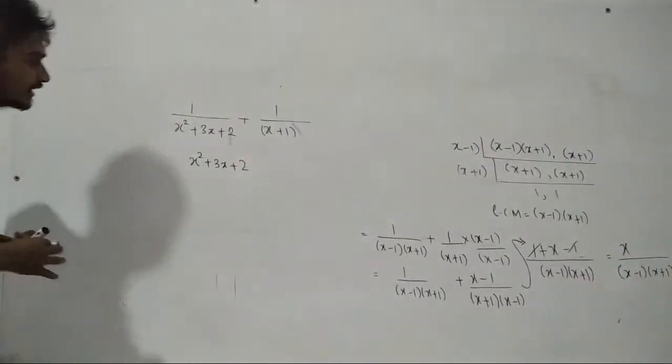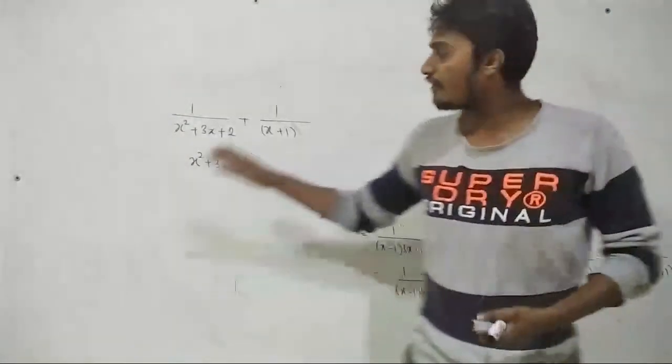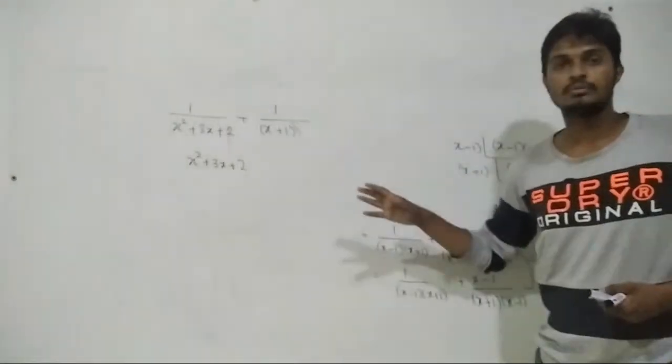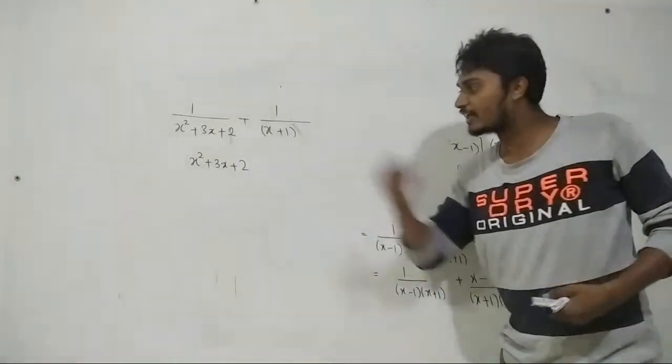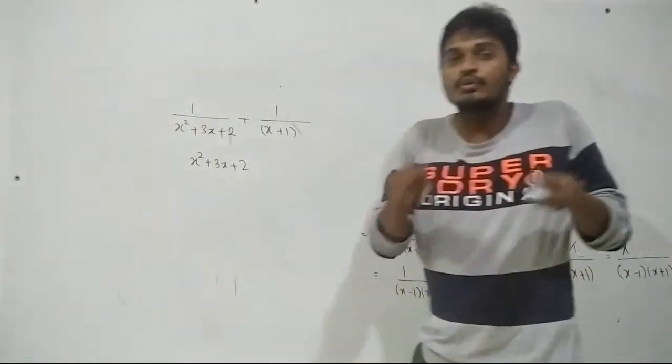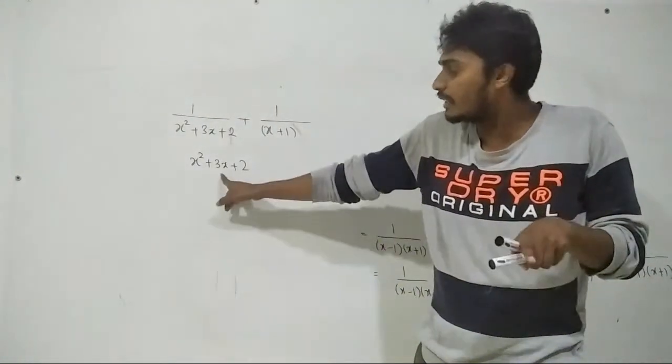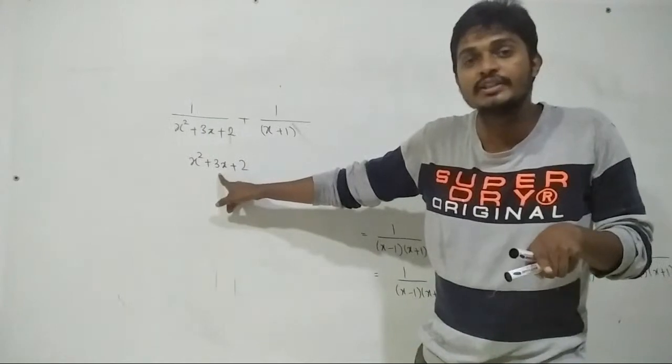So guys, this is the denominator that we have, right? So you have x squared plus 3x plus 2. So guys, let's initially factorize this. But when you factorize this, you have to know the guy who is in the middle. You have to think about the guy who is in the middle.